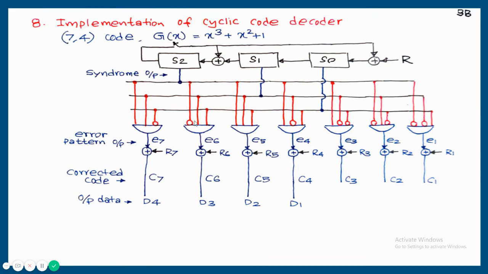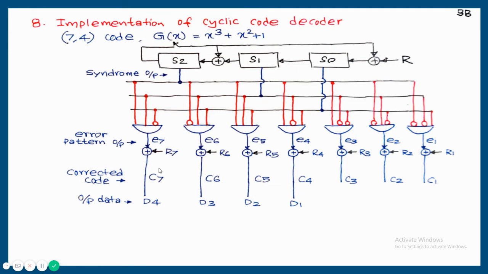And in the syndrome table, the second combination was 011. It is like this: inverter, there a connection, there a connection. And the third will be 111. Next connection is 101, then 100, 010, 001. And all these connections are based on that syndrome table or decoding table. And that is going to generate the error pattern. Error pattern is XORed with the received bits for getting the corrected code.